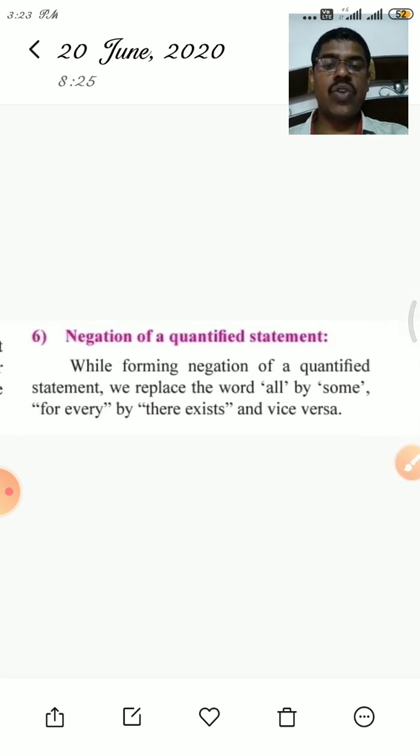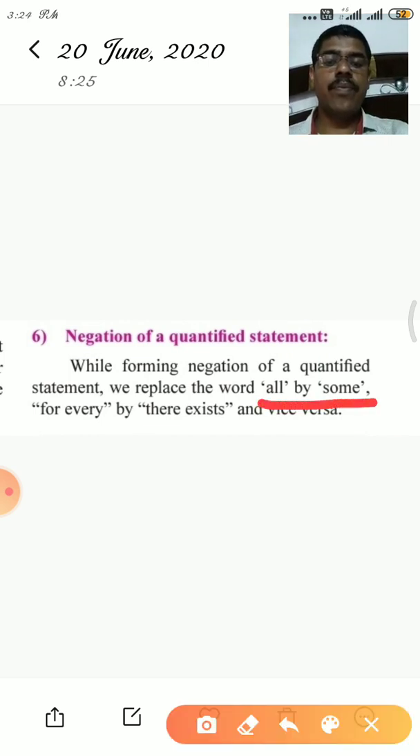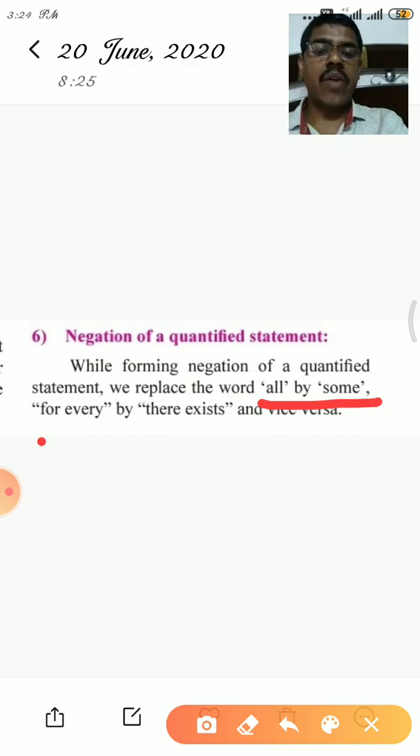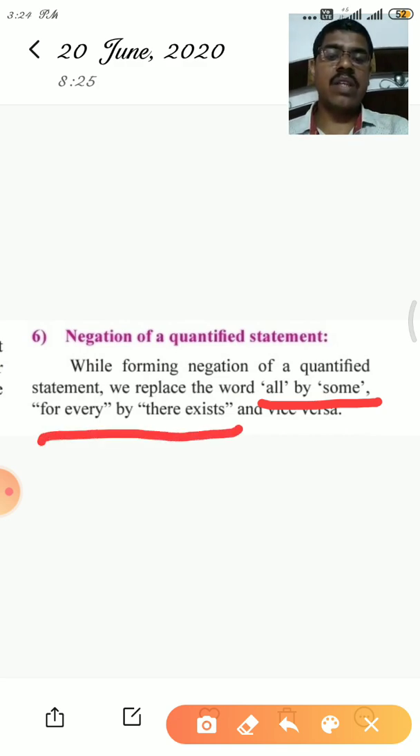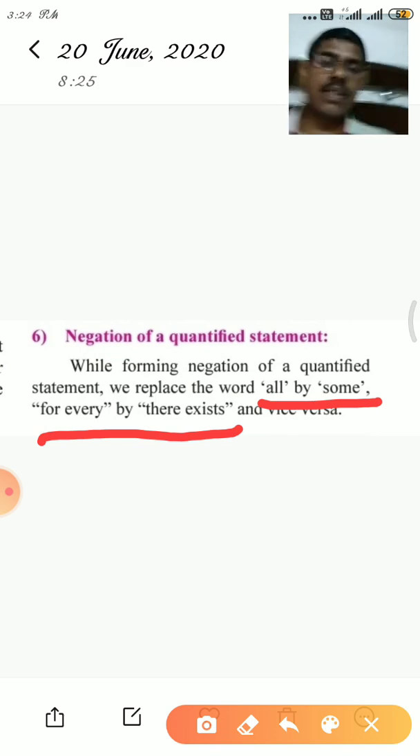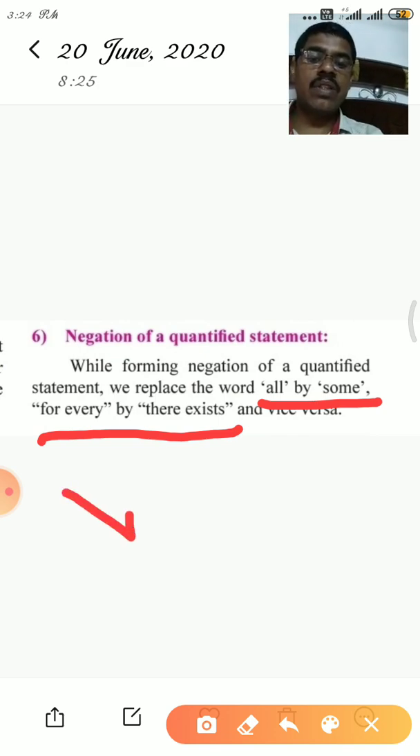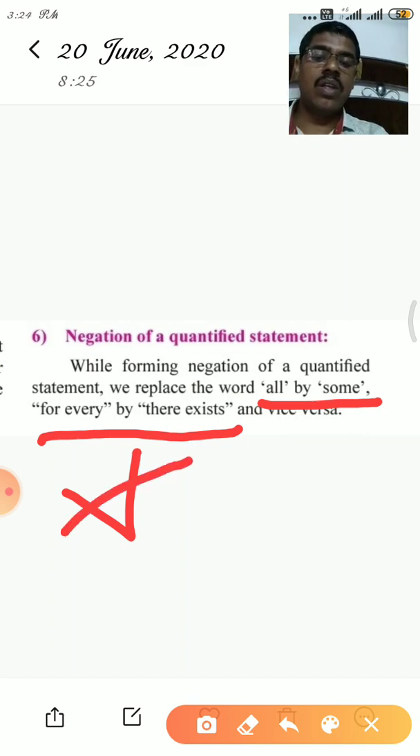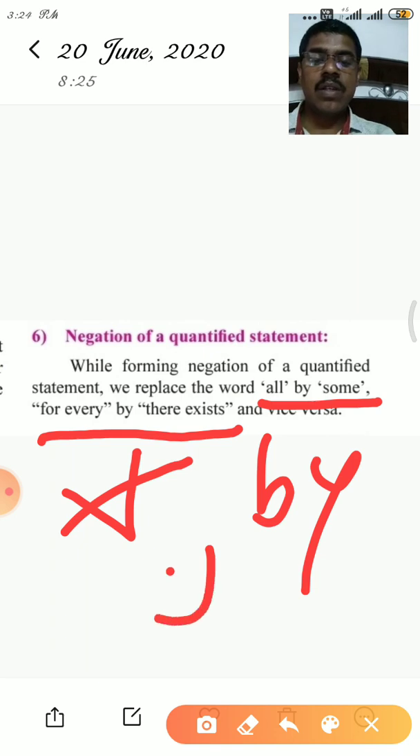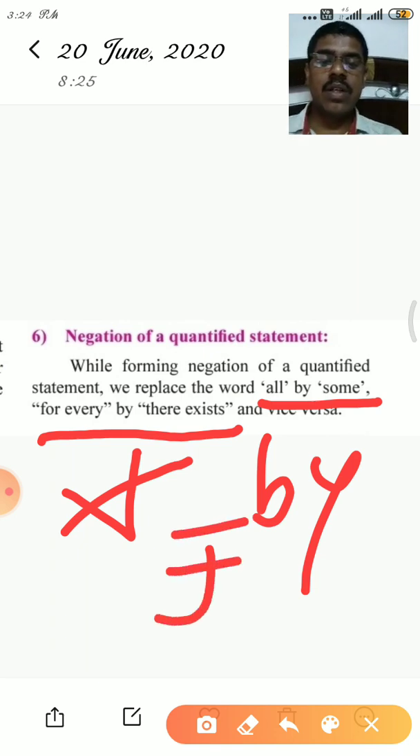Next, negation of quantified statement. While forming the negation of a quantified statement, we replace the word "all" by "some" and "for every" by "there exists", and vice versa. If the statement is given in symbolic form, that means if "for all" is given here, we replace it by "there exists".